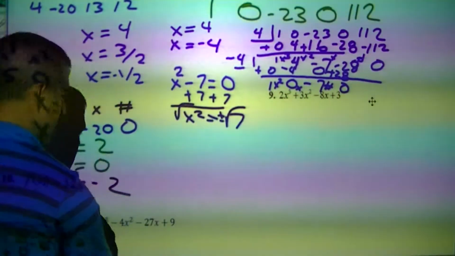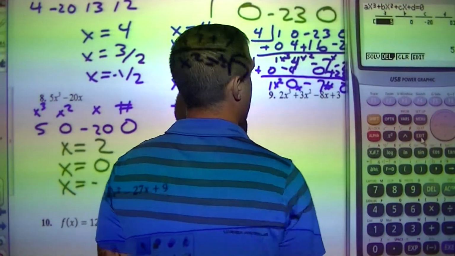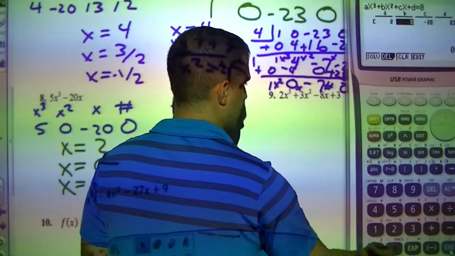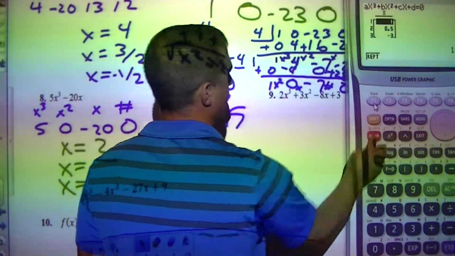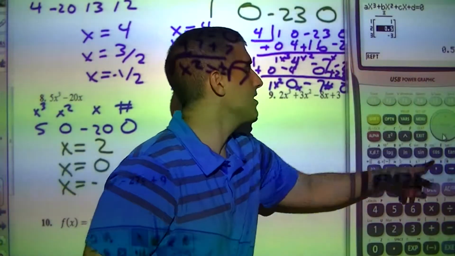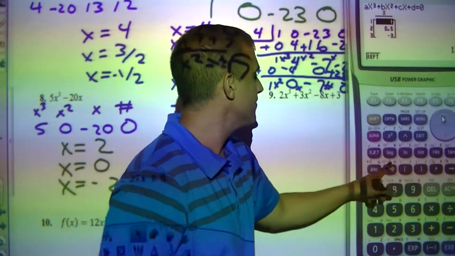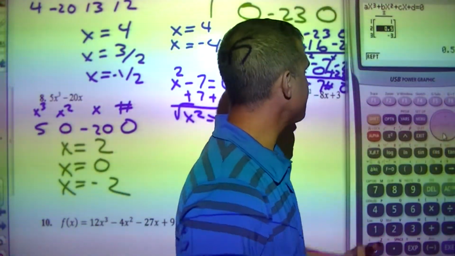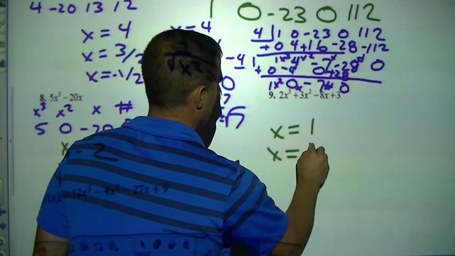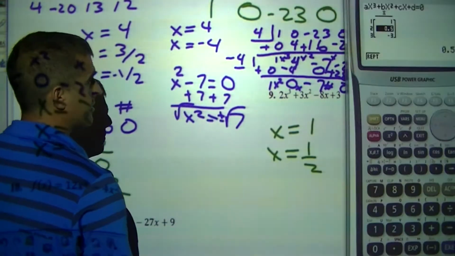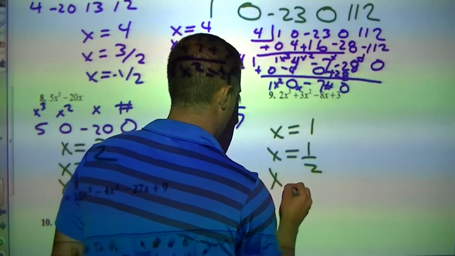Same thing, I go into this. Let me go back. I'm going to type in 2. I'm going to type in 3. I'm going to type in -8. I'm going to type in 3. When I hit solve, this is what I get. Once again, if you want to turn this into a fraction, you can do it with your calculator. So that's going to be x equals 1, x equals 1/2, and x equals -3.